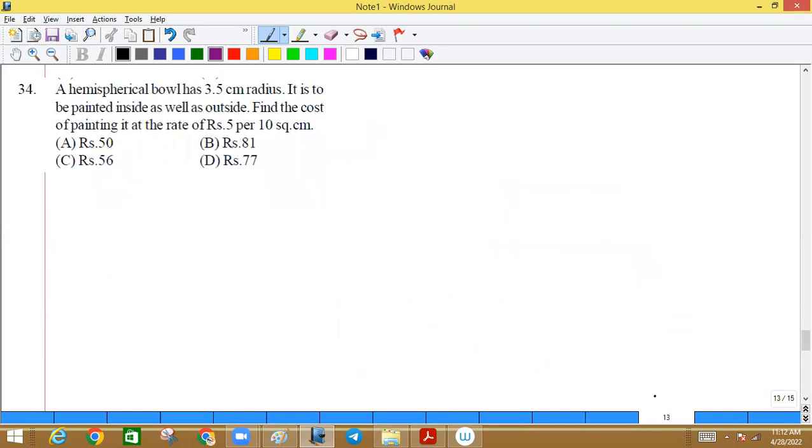A hemispherical bowl has 3.5 centimeter radius. It is to be painted inside as well as outside. Find the cost of painting it at a rate of 5 per 10 square centimeters. Okay, cost is for 10 square centimeters. For 10 centimeter square, it is 5 rupees. Therefore, for 1 centimeter square, it is 0.5 rupees or else half a rupee.